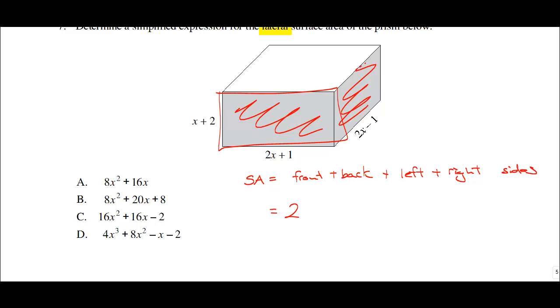Now, what are the dimensions? Well, the length, the distance going across here, looks like it's 2x plus 1. And the height of that side would be x plus 2.